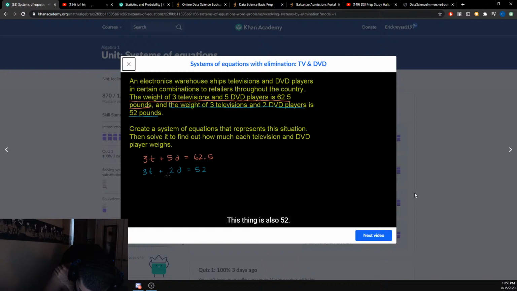This thing is also 52. So if we're adding this to the left-hand side, we're actually adding 52 to it. We're just writing it a different way. Now, before we do that, what I want to do is multiply the second blue equation by -1.